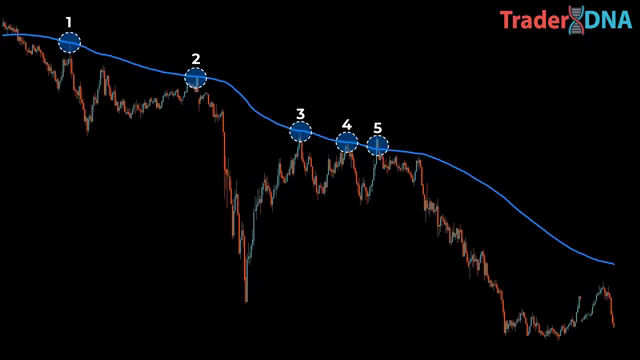By observing these resistance levels, we can make more informed decisions on when to enter trades, aligning with the prevailing market direction. And with that, we've reached the end of this video. Throughout this video, we've explored how to effectively use the moving average indicator in our trading strategies. By now, you should have a better understanding of how this tool can help you make more informed decisions in the market.